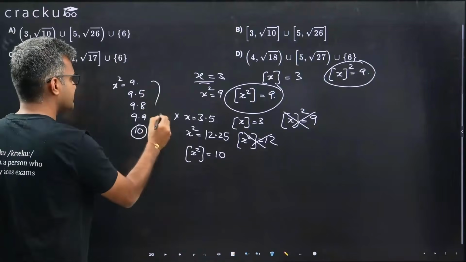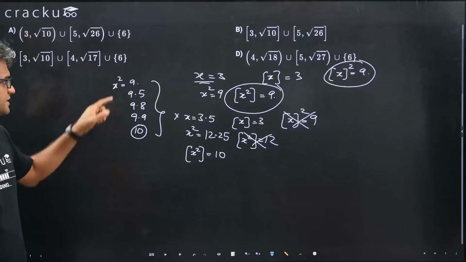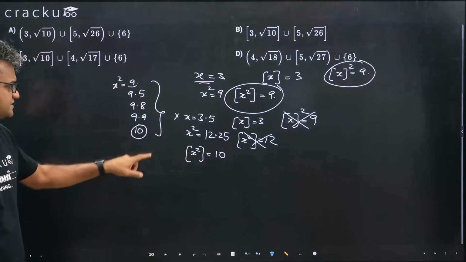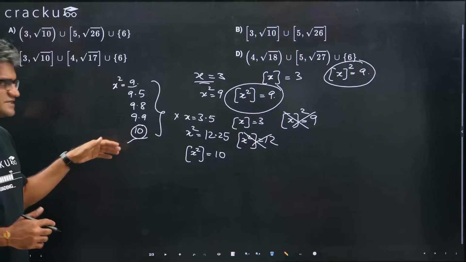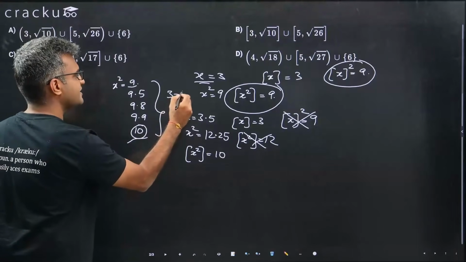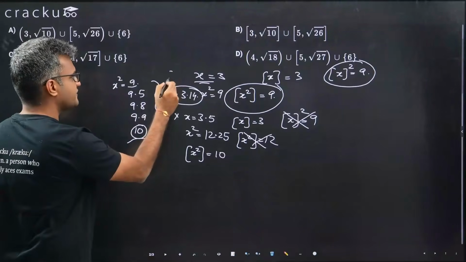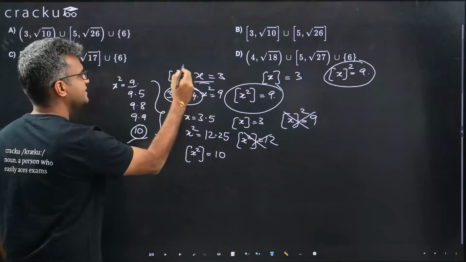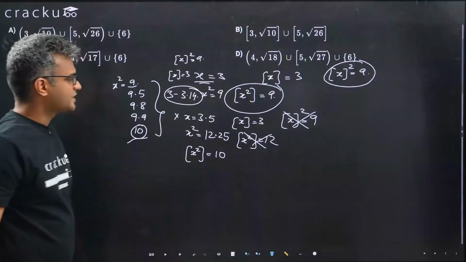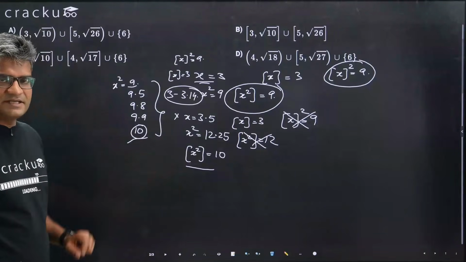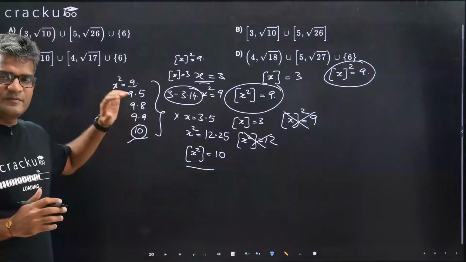But for all of them, the integer part of x will be 3 only. The square root of 9 is 3, square root of 10 I think will be around say 3.1. So the integer part of x will remain 3. This will lie between 3 and 3.14 or something. So the integer part of x will remain 3, and therefore the integer part of x whole square will remain 9. So as long as the integer part of x square is 9, then it belongs to the set.